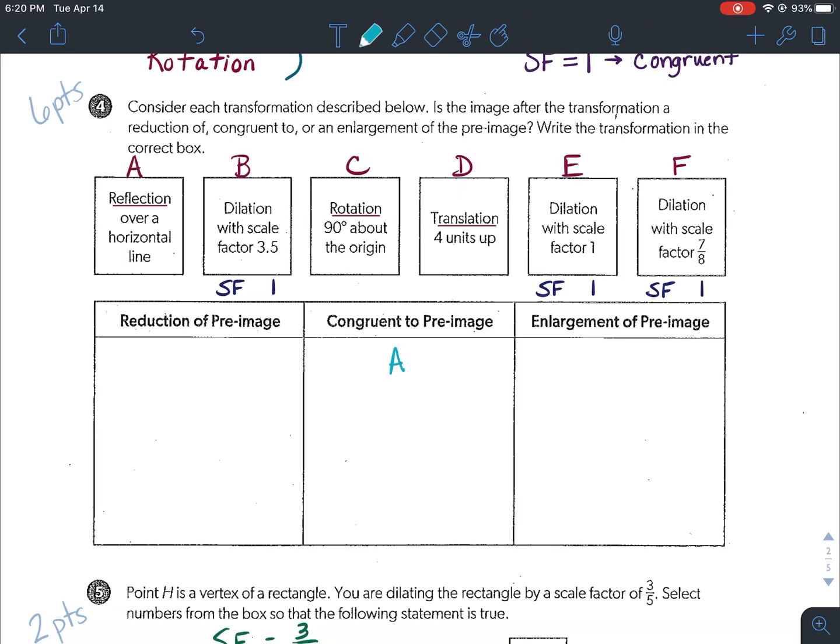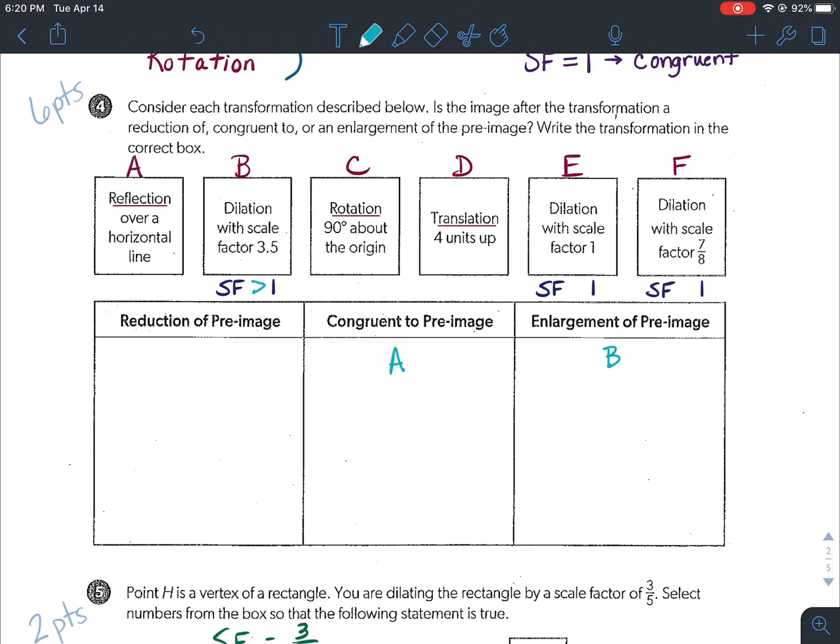Okay, I'm going to help you with B. B says dilation with a scale factor of 3.5. So your scale factor is 3.5. Is 3.5 greater than 1? Is it less than 1? Or is it equal to 1? Well, 3.5 is greater than 1. So go ahead and write scale factor is greater than 1 underneath the box B. And because the scale factor is greater than 1, that makes it an enlargement. So go ahead and put your B under the box where it says enlargement of the pre-image.